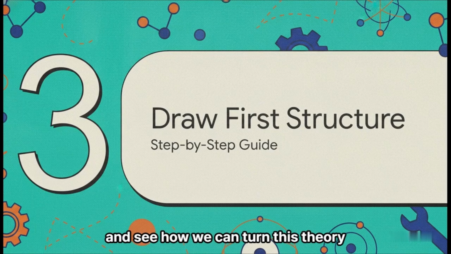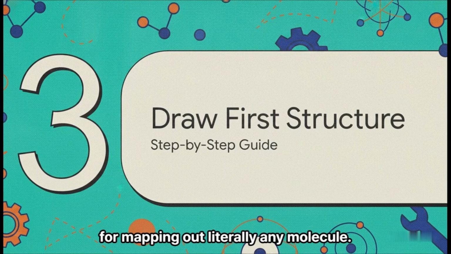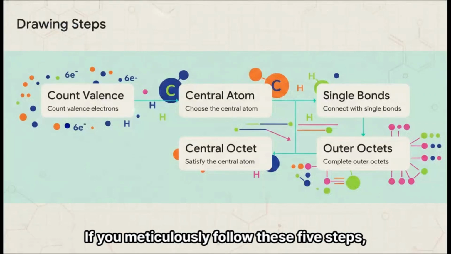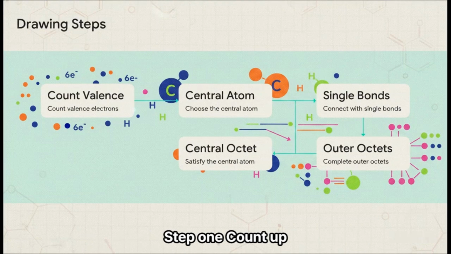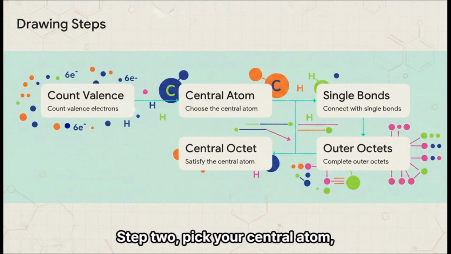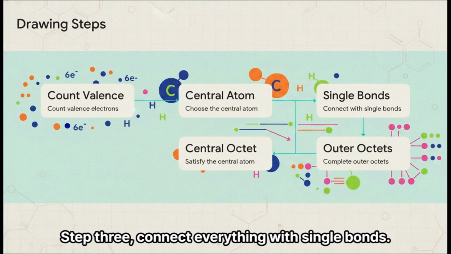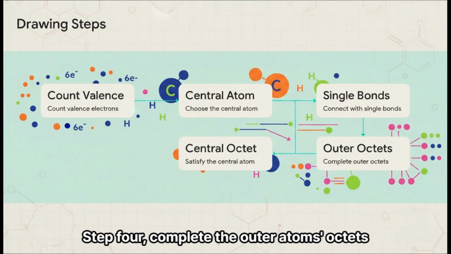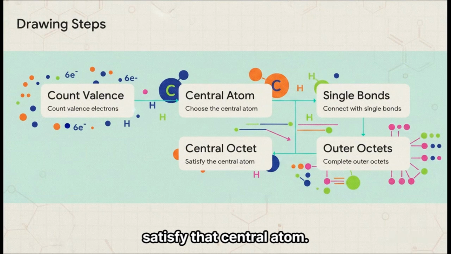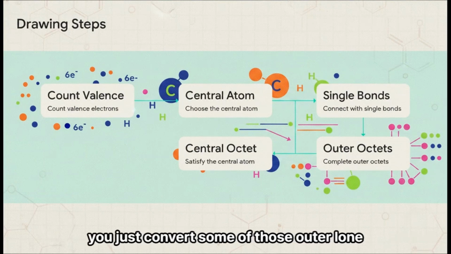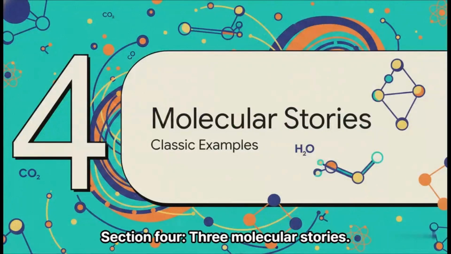All right, Section 3, drawing your first structure. Let's open up the toolkit and see how we can turn this theory into a comforting, repeatable system for mapping out literally any molecule. If you meticulously follow these 5 steps, you essentially have a foolproof cheat code. Step 1, count up all the valence electrons. Step 2, pick your central atom, usually the least electron-hungry one of the bunch. Step 3, connect everything with single bonds. Step 4, complete the outer atoms' octets with lone pairs. And Step 5, satisfy that central atom. If it's short of 8, you just convert some of those outer lone pairs into double or triple bonds. Boom, structure complete.